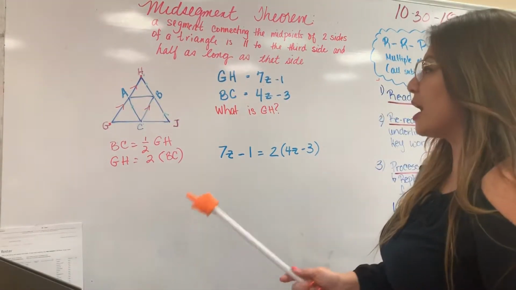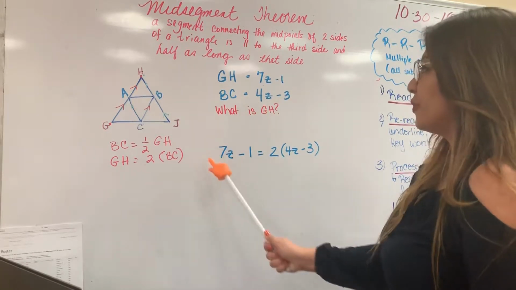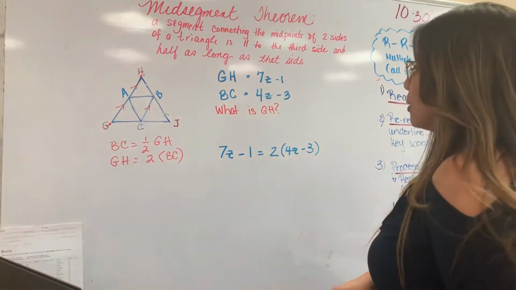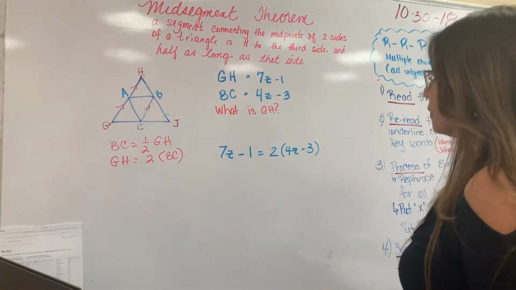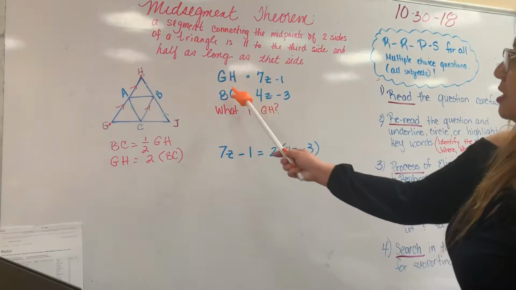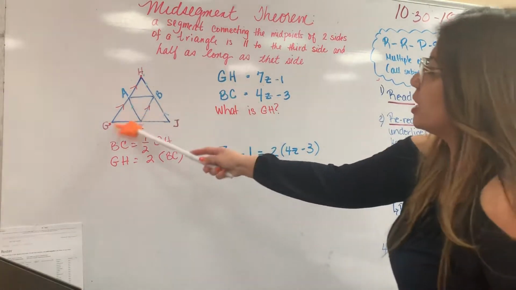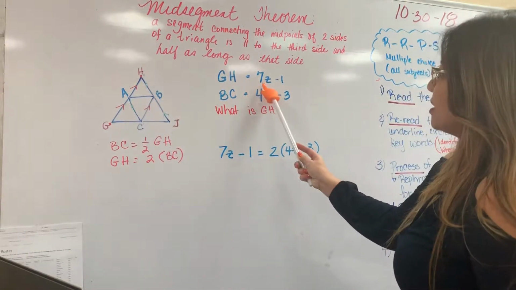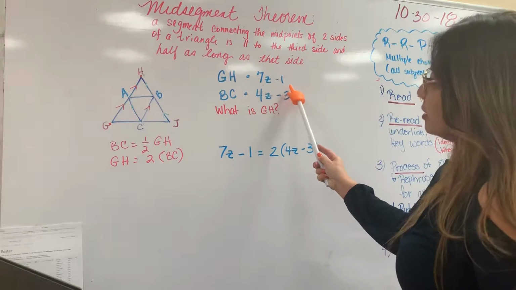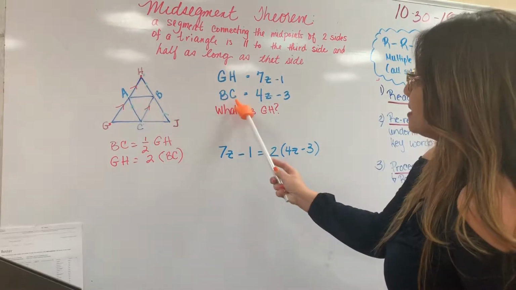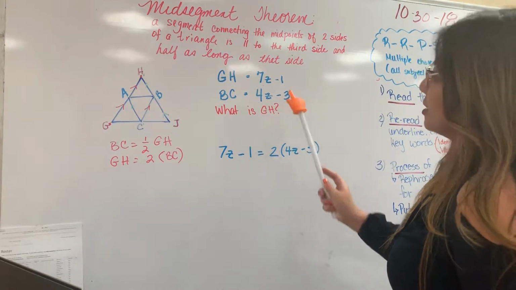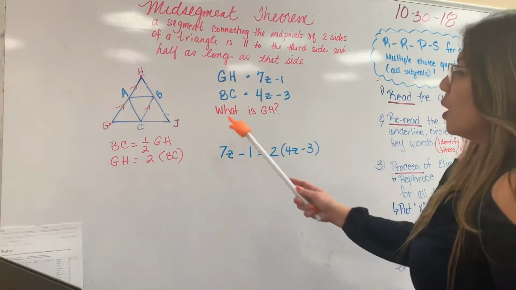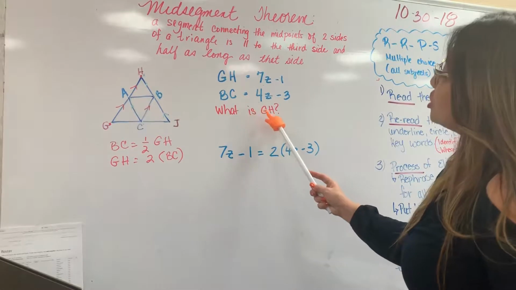It's important that we know that so that we can plug in to create our algebraic equation. What they are giving us is GH. They said that GH here is 7z minus 1, and BC here is 4z minus 3. So that's already given. They want us to solve for GH.